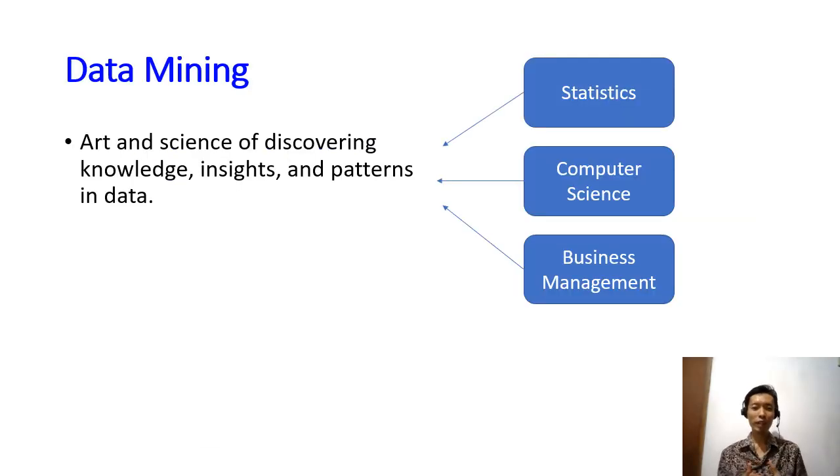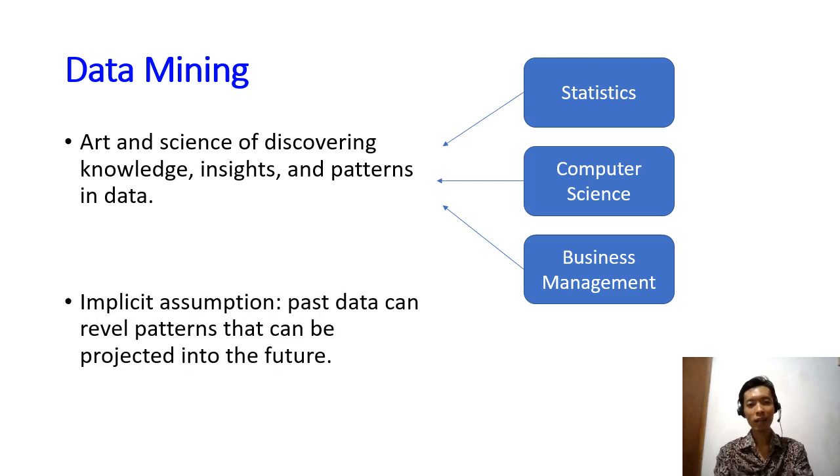Data mining may be defined as the art and science of discovering knowledge, insight, and patterns in the data. So we can see later that it's not all about science, but there's also art involved in how we do data mining correctly. Data mining involves at least these three domains of knowledge: statistics, computer science, and business management, because a lot of data mining problems come from business settings.